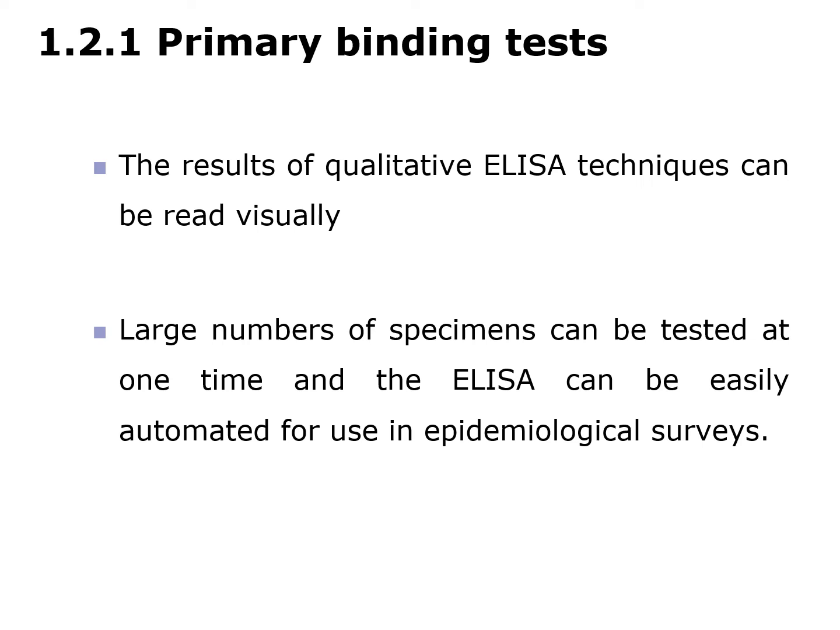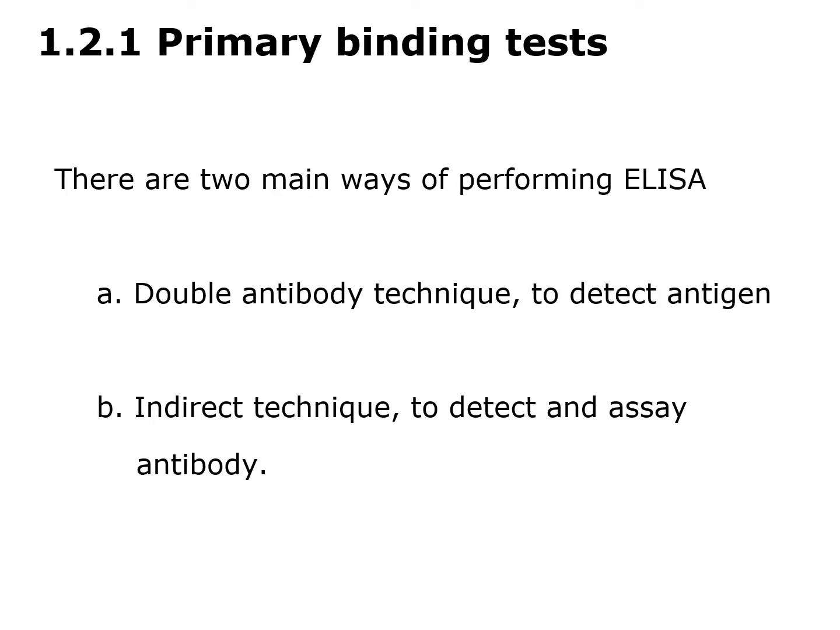Right, so this can also be utilized in epidemiologic surveys for automations. There are two ways to perform ELISA. One is the double antibody technique, which is used to detect antigen. We also call this the sandwich assay. And then letter B is indirect, which is used to detect the antibody.